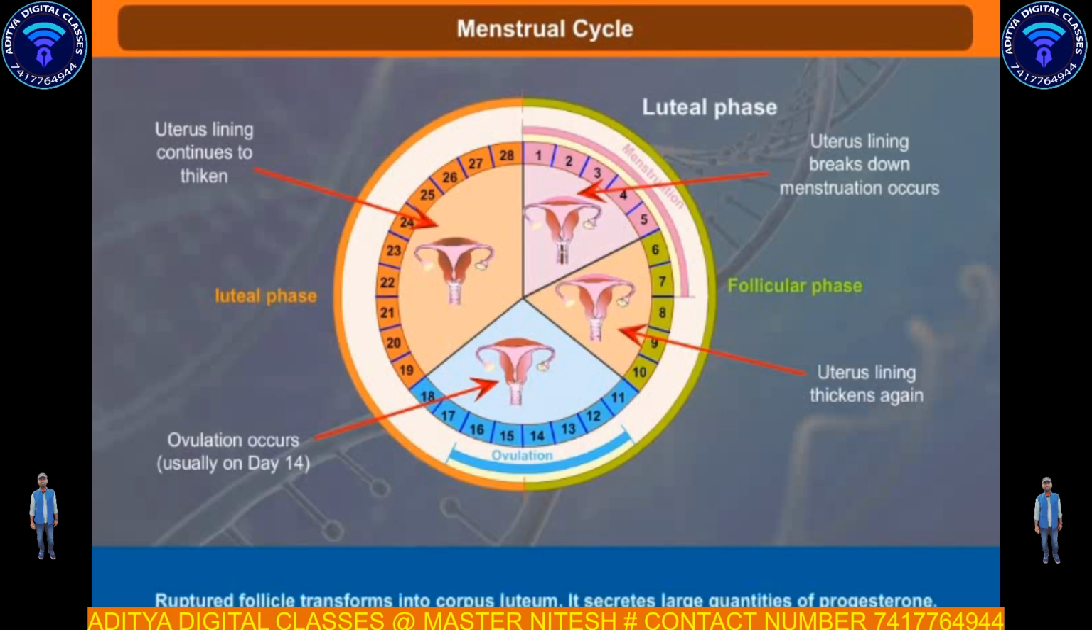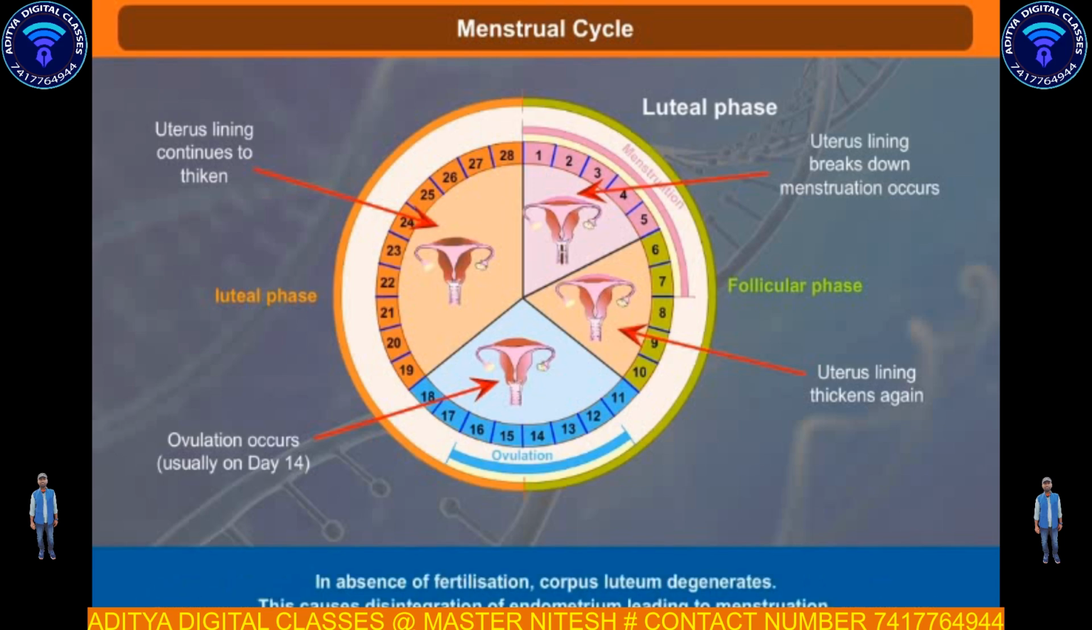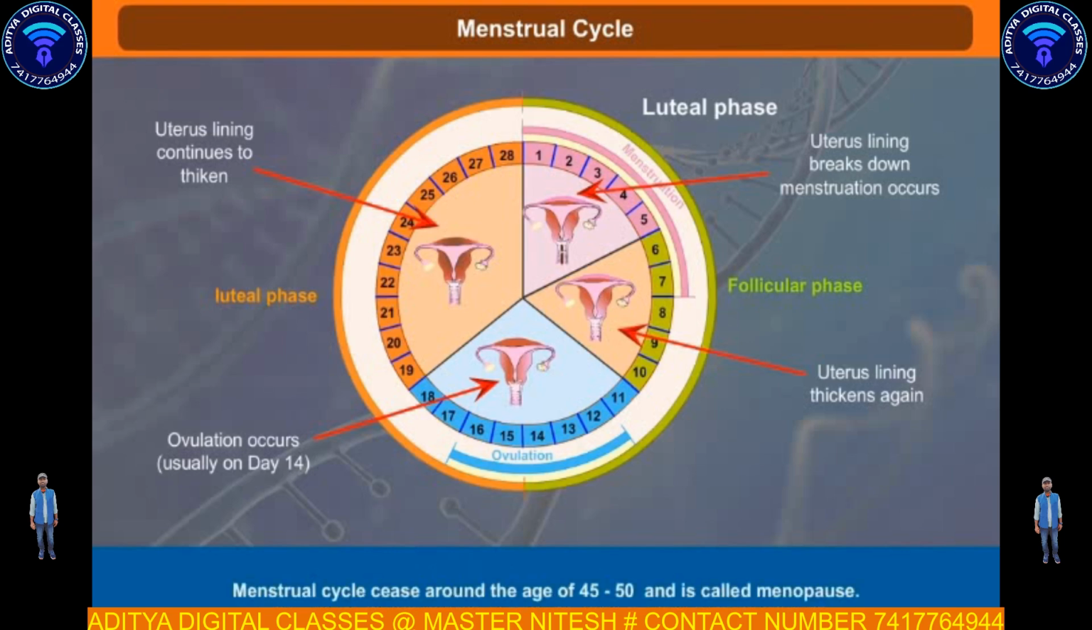Luteal phase. The ruptured follicle transforms into corpus luteum. It secretes large quantities of progesterone. In absence of fertilization, the corpus luteum degenerates. This causes disintegration of the endometrium, leading to menstruation. The menstrual cycle ceases around the age of 45 to 50 and is called menopause.